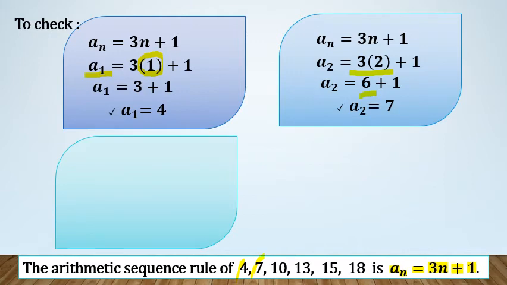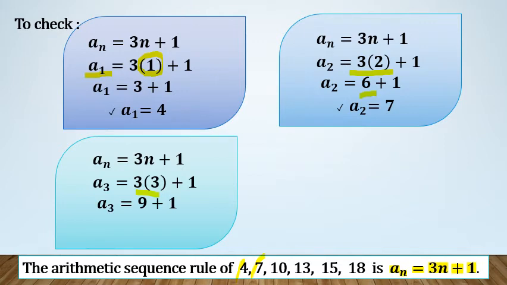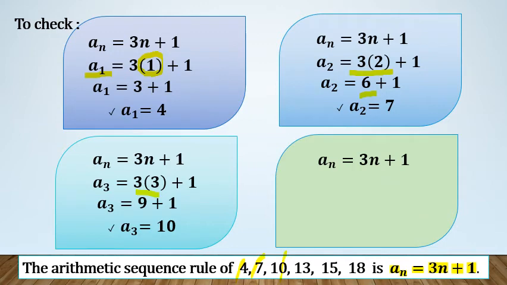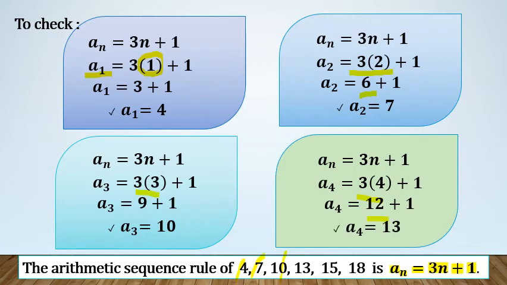Next. A sub 3. Yung n, gagawin nating 3. We have 3 times 3 plus 1. A sub 3 equals 9 plus 1. A sub 3 is equal to 10. Another. For the fourth term, we have 3 times 4 plus 1. 3 times 4 equals 12 plus 1, we have 13.